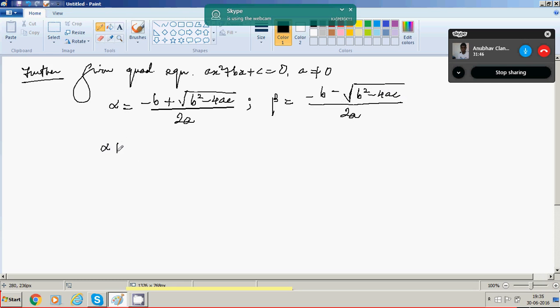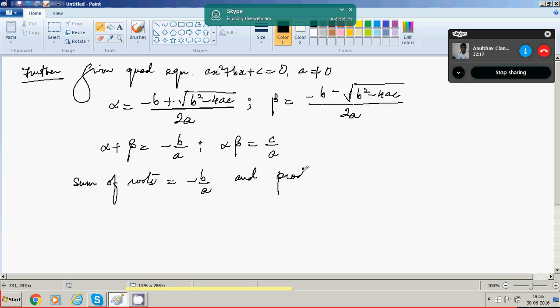So then if we add them, what do we observe? Alpha plus beta is equal to minus b by a. And then if we multiply them and carry out the calculation, alpha beta will be equal to c by a. This is the sum of roots, equal to minus b by a, and this is the product of roots, equal to c by a.